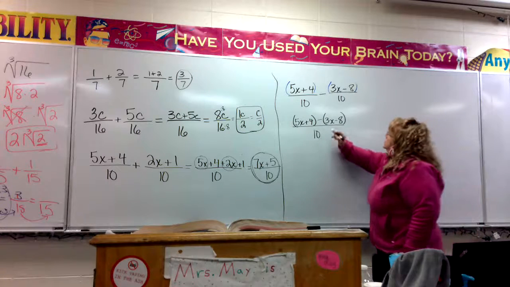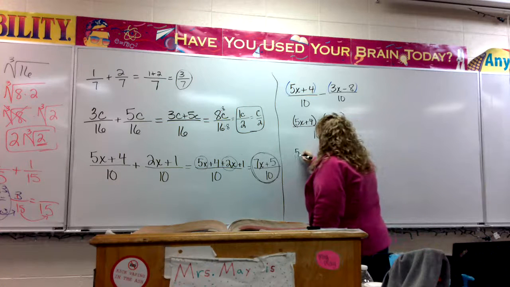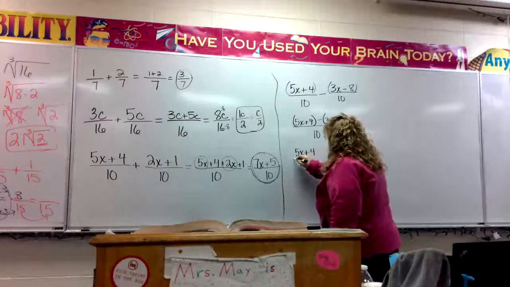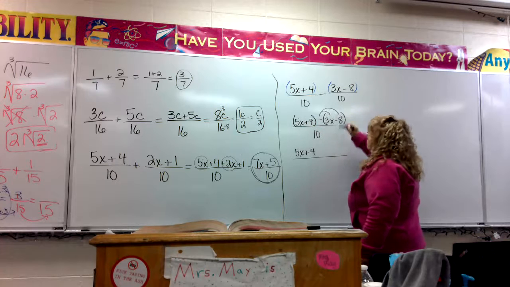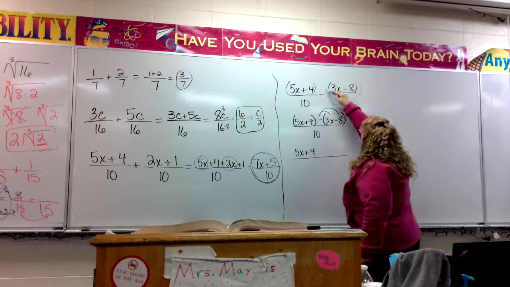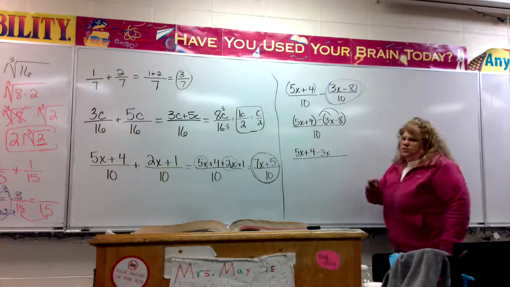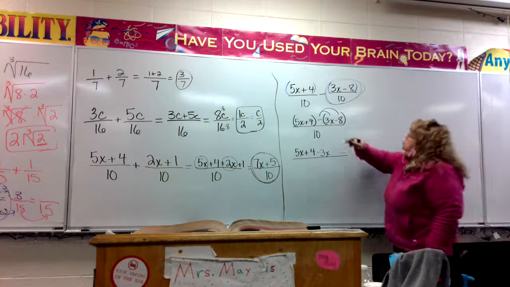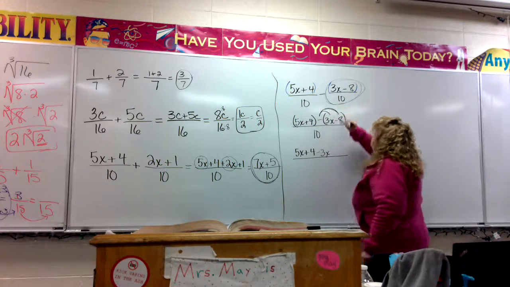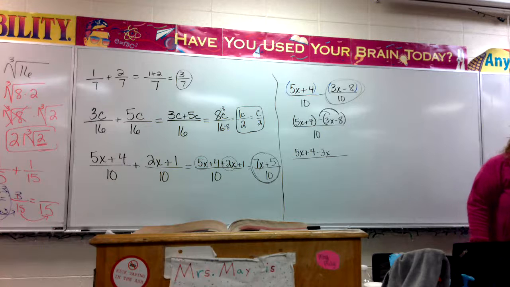The problem comes in when you're subtracting this whole thing. You're going to forget to subtract the whole thing. 5x plus 4, that won't be a problem. But right here, you have to subtract both of those. You're subtracting this whole thing, which means not only do you subtract the 3x, everybody will remember that part, but you also have to subtract the negative 8.